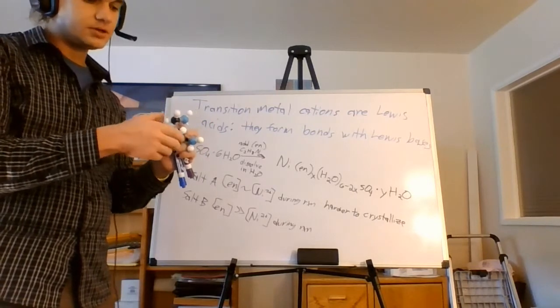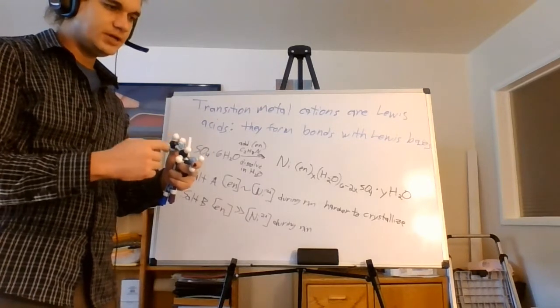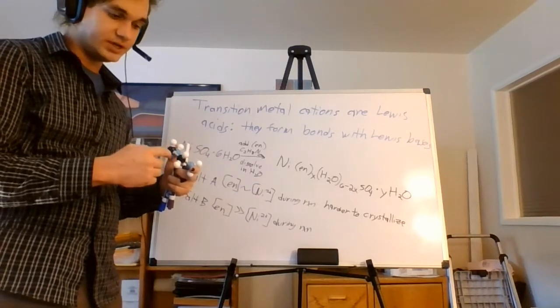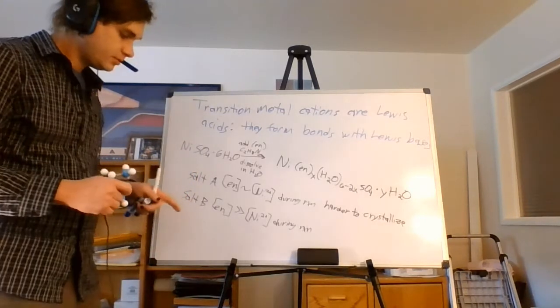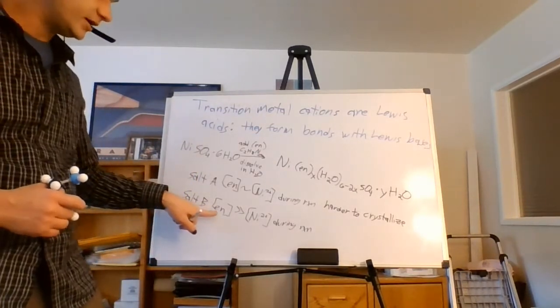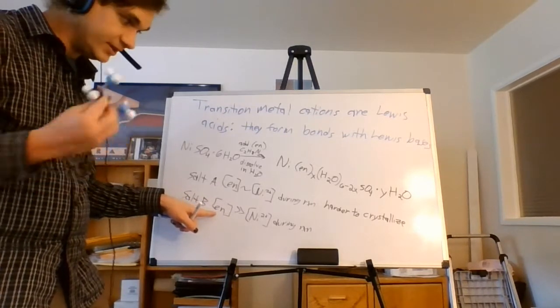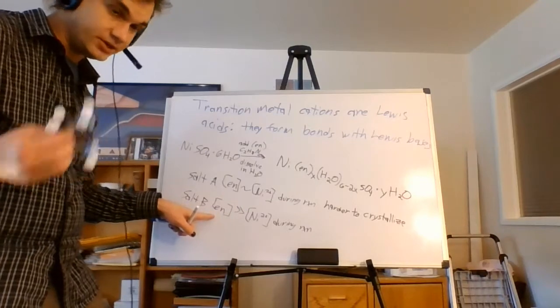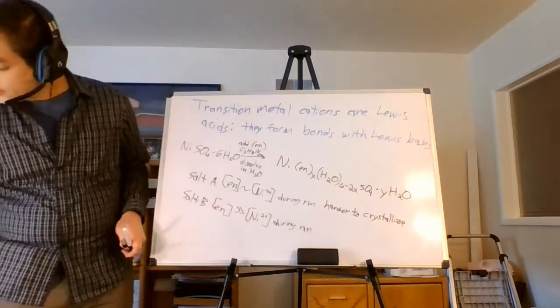Carbons and hydrogens attached to carbons generally don't contribute to hydrogen bonding, and especially not in water. So salt B, with a much higher ethylene diamine concentration, is going to have more ethylene diamine ligands and is therefore going to be less soluble. So that means that this is really easy to crystallize.